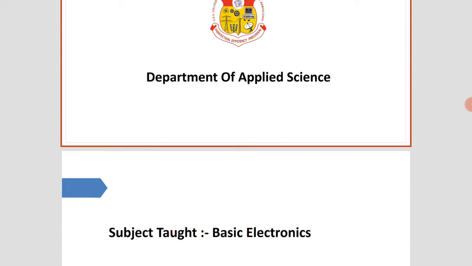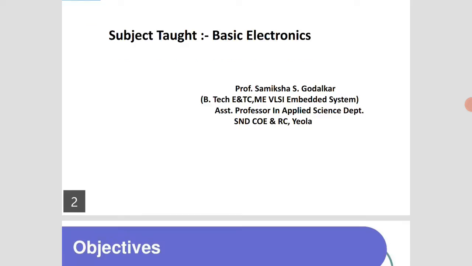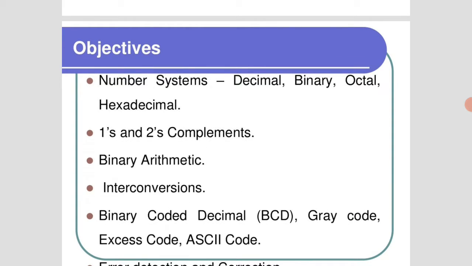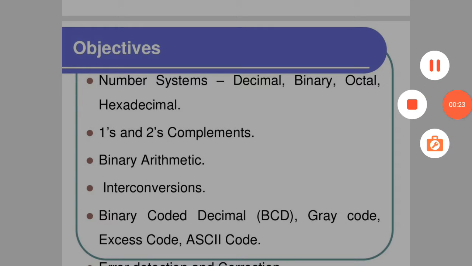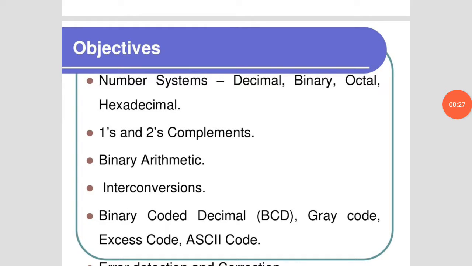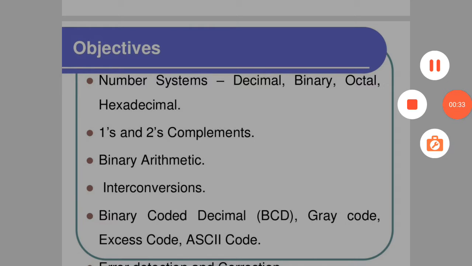Now, today the topic of the video lecture is number system. In number system, we see the decimal number, binary number, octal number, and hexadecimal number, then one's and two's complement, binary arithmetic, interconversion, binary coded decimal (BCD), gray code, excess code, and ASCII code. First we see one by one.